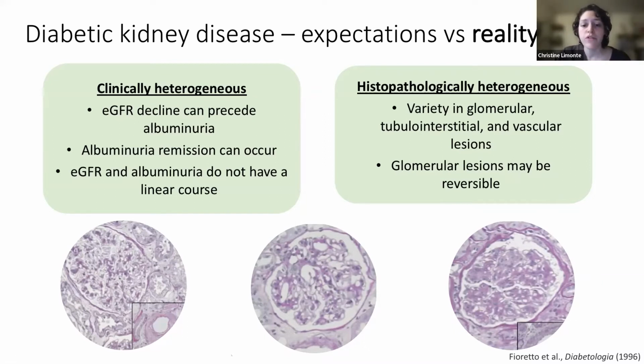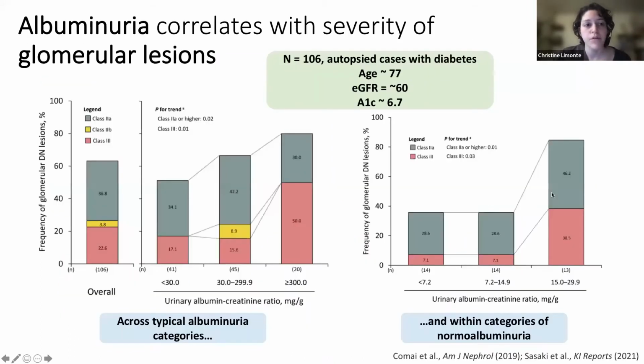And so now I'll go into more detail on how exactly histopathological and clinical features relate to one another. So generally, albuminuria correlates with severity of glomerular lesions across our typical albuminuria categories of normal, micro, and macroalbuminuria. Here is data from a study that was conducted in an autopsy cohort with diabetes that had an N of 106. Subjects were older, around 77 years old, had a mean eGFR of about 60 and an A1C of 6.7. This was from the last visit prior to death.